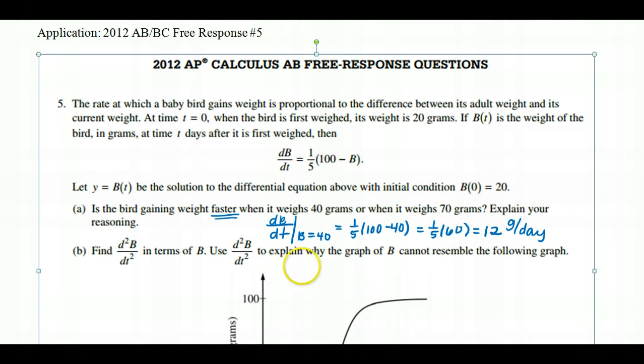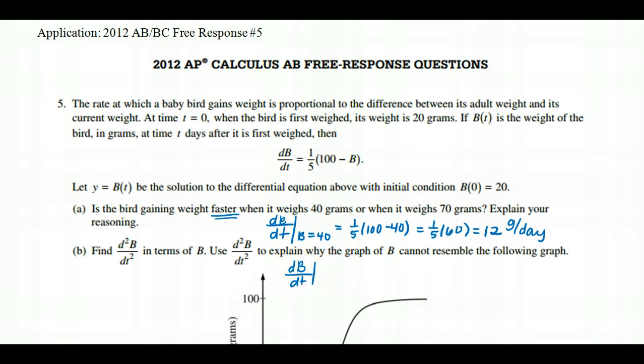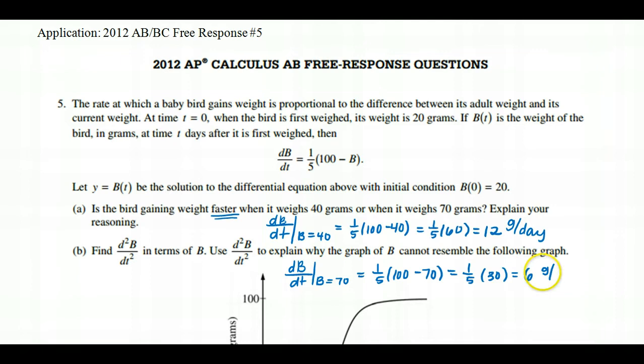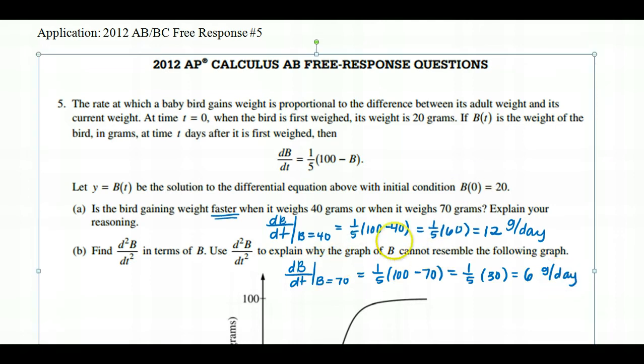So when the bird weighs 70 grams, now we're solving dB/dt when B is 70. So we have 1/5 times (100 minus 70). So 1/5 times 30, or 6 grams a day. So the question is, is the bird gaining weight faster when it weighs 40 grams or when it weighs 70 grams? When the bird weighs 40 grams, it's gaining 12 grams a day. When it weighs 70 grams, it's gaining 6 grams a day.